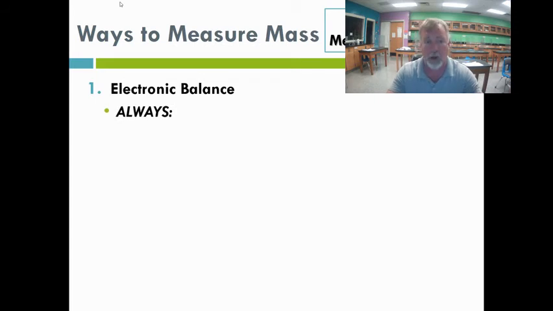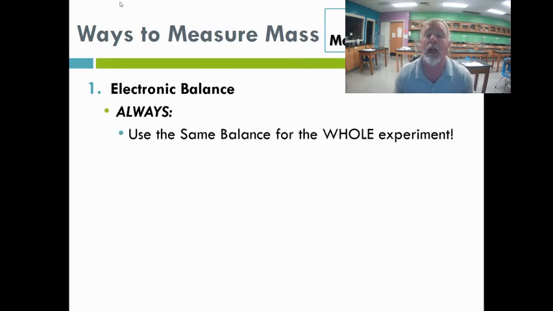Always, when you're using an electronic balance, use the same balance for the whole experiment. I have a couple of them back in the prep room. Make sure you use the same one. Why are we going to do that? It minimizes error. Not all the balances are calibrated exactly the same, and when we're talking about 0.01 grams, that gets important. So use that same balance for the whole experiment. Now, that doesn't mean you have to use that same balance for the whole year. Next experiment, you can use a different balance. It doesn't matter. Just for a given experiment, make sure you use the same balance the whole time.